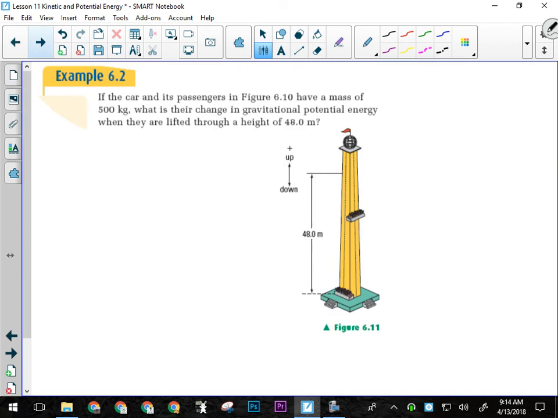So if we're looking at a ride like the Space Shot at West Edmonton Mall, how many people have been on that before?